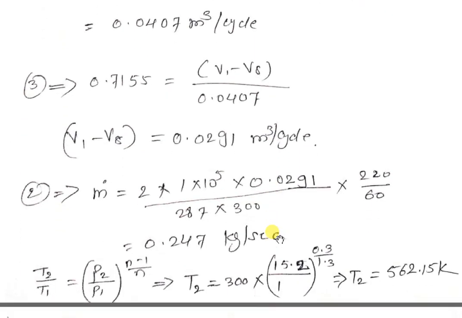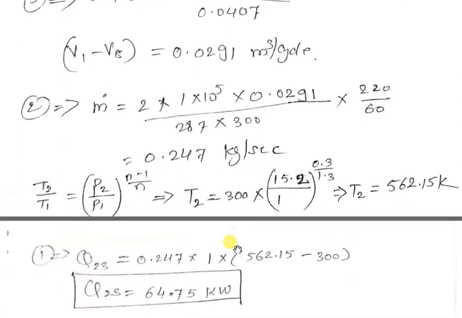Now we can put this V1 minus V8 in the mass flow rate formula. Therefore m dot is equal to 0.247 kg per second. Now T2 by T1 is equal to (P2 by P1) raised to power (n minus 1) upon n. We know this formula from the temperature-pressure relation for polytropic process. Therefore, T2 is equal to 562.15 Kelvin.